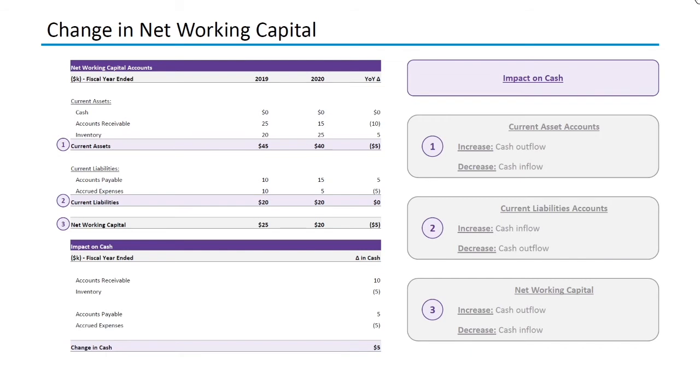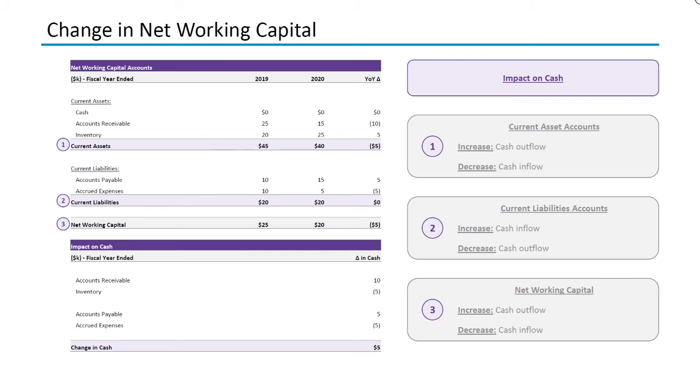Now, if you had a chance to watch my previous video giving an overview of the three financial statements, you'll remember that a change in a current asset or current liability account will also have an impact on cash. For current assets, an increase year over year represents a cash outflow, while a decrease year over year causes a cash inflow.